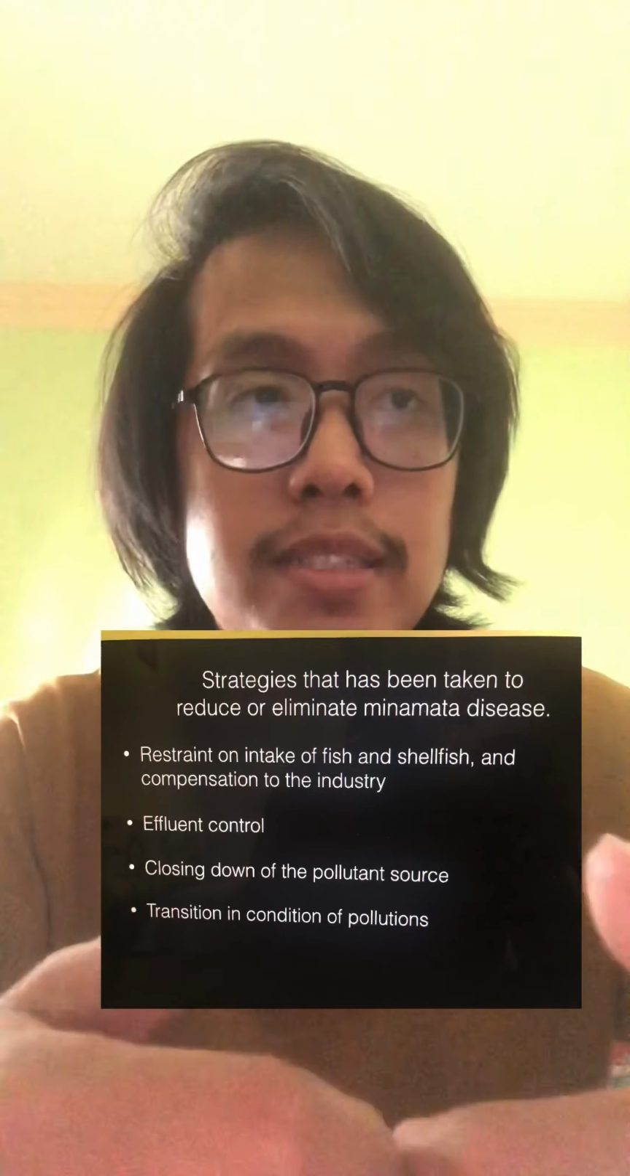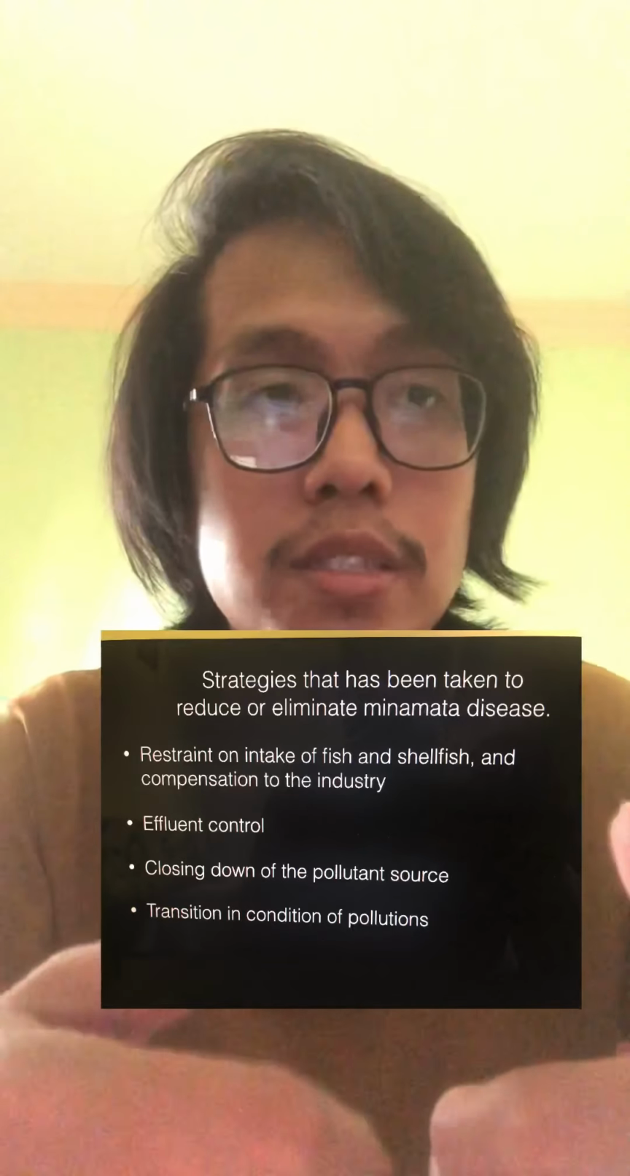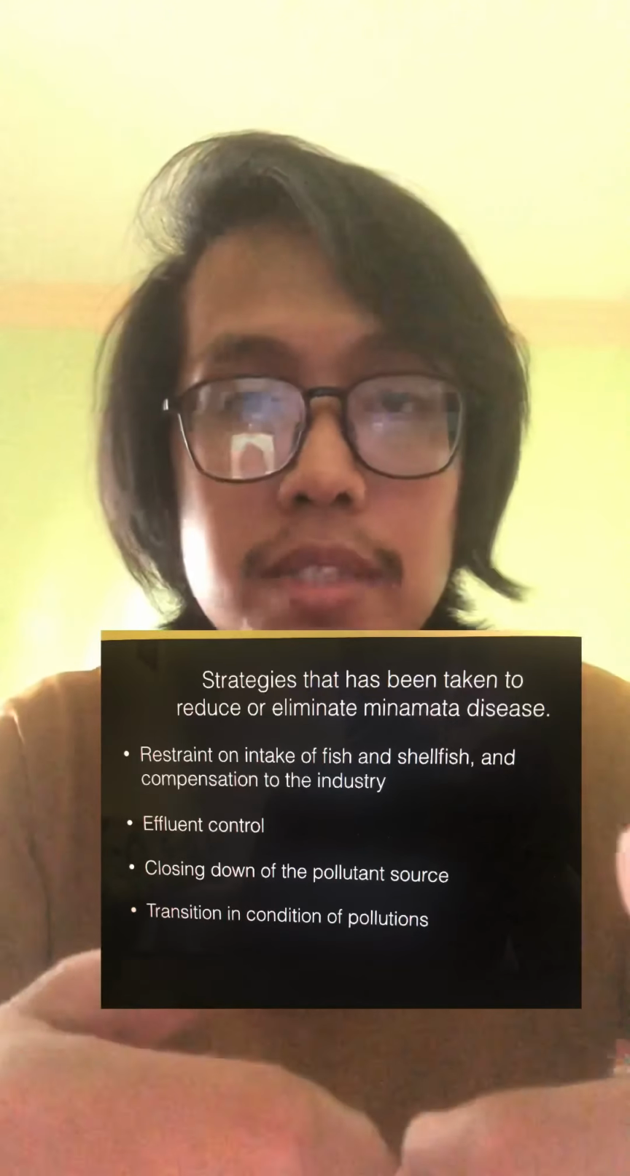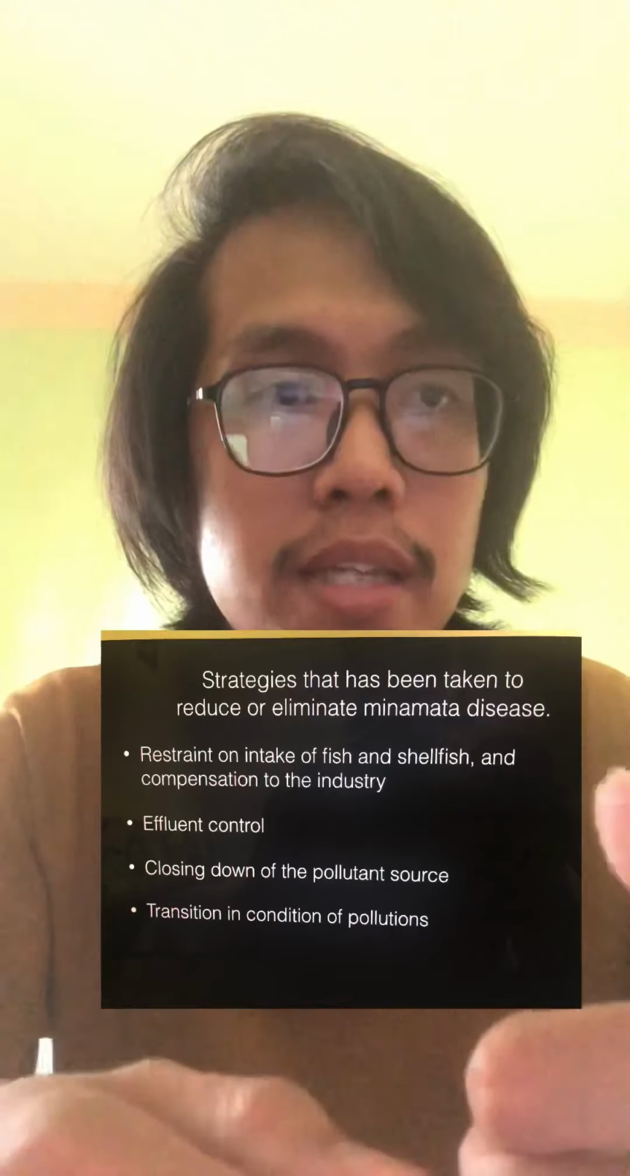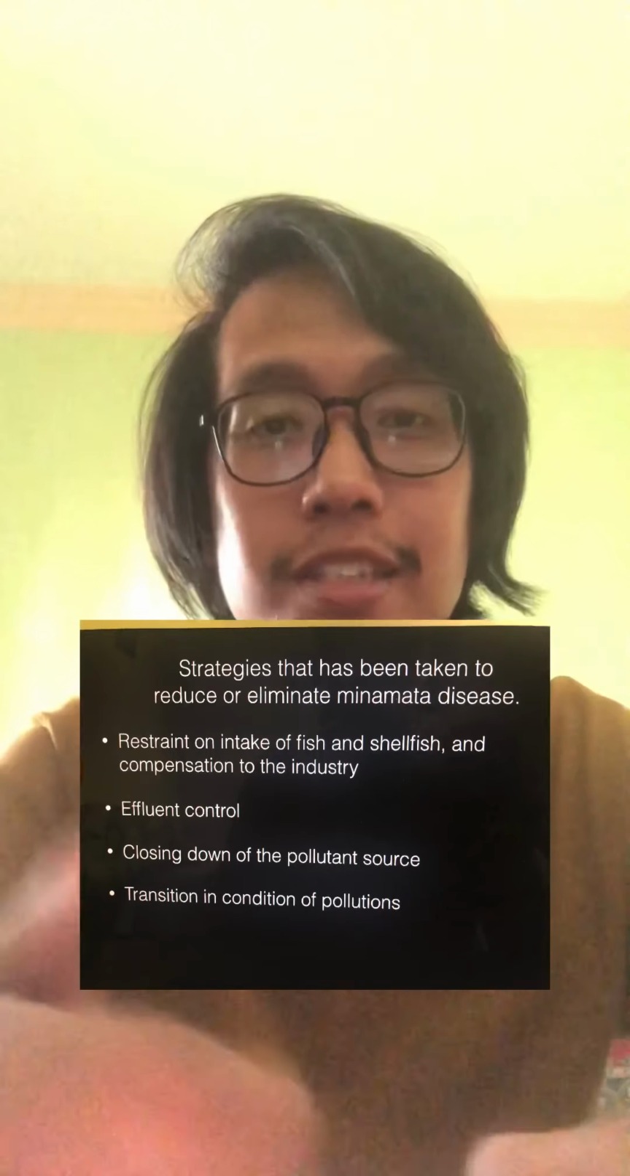In 1970, the Water Pollution Control Law was enacted, which enforced control of discharge of effluent in all water areas in Japan in relation to toxic substances, for example, mercury and cadmium. And for the last one is transitions in conditions of pollution. For the next slide, I will explain about suggestions on strategies to prevent this issue from happening in Malaysia.